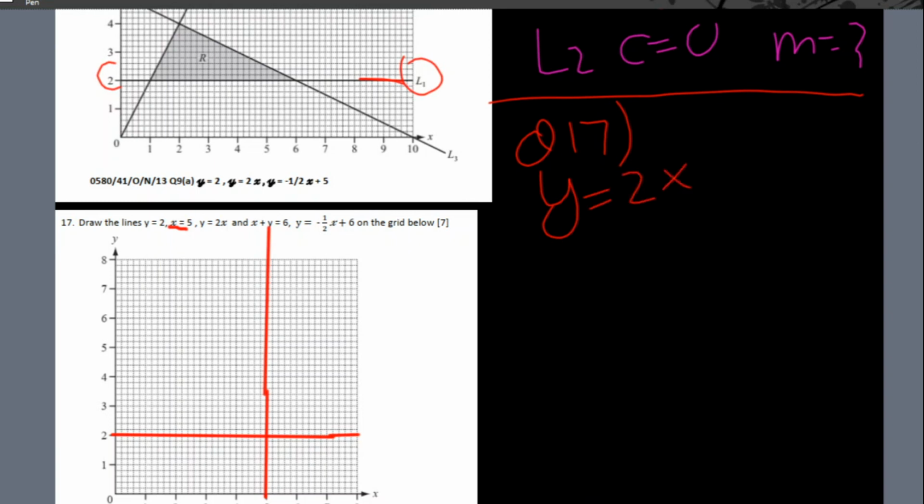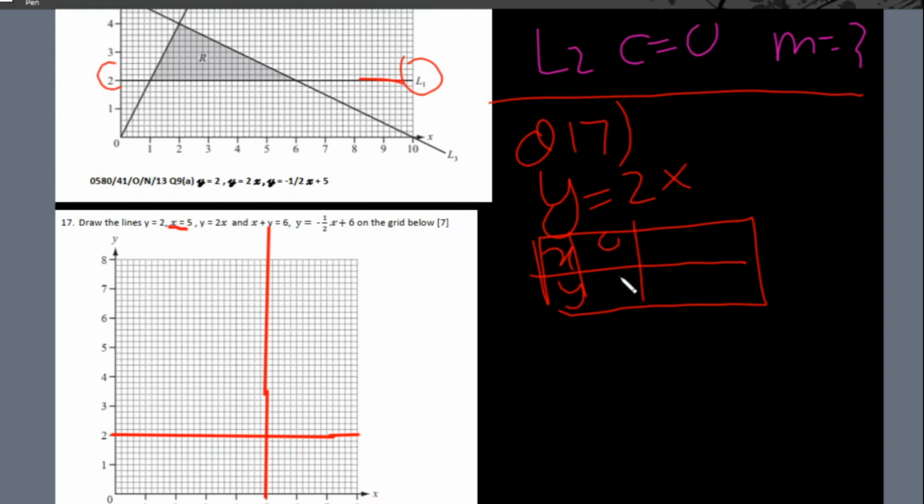So for this, let me just take 3 points for x and y. When x is 0, y should be 0. When x is 1, y is 2. When x is 2, y is 4. So let's plot these points: 0, 0, 1, 2, and then 2, 4. So grab a scale and pass a smooth straight line through it.